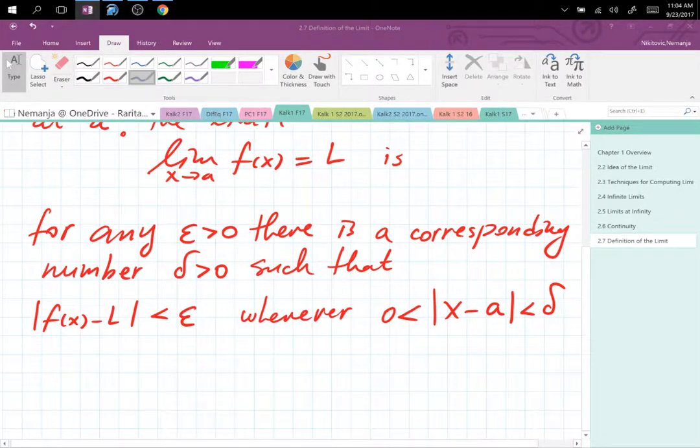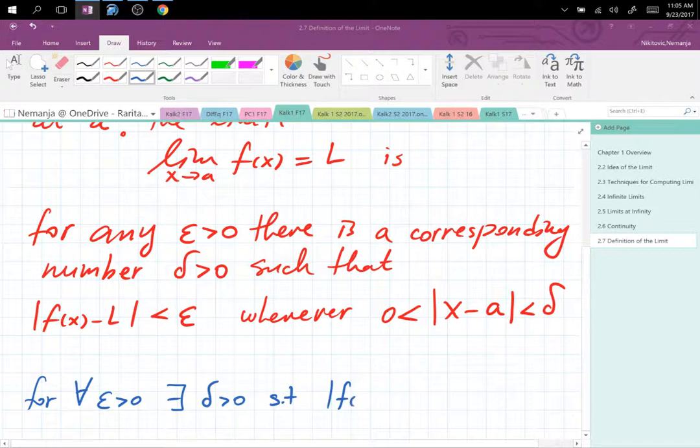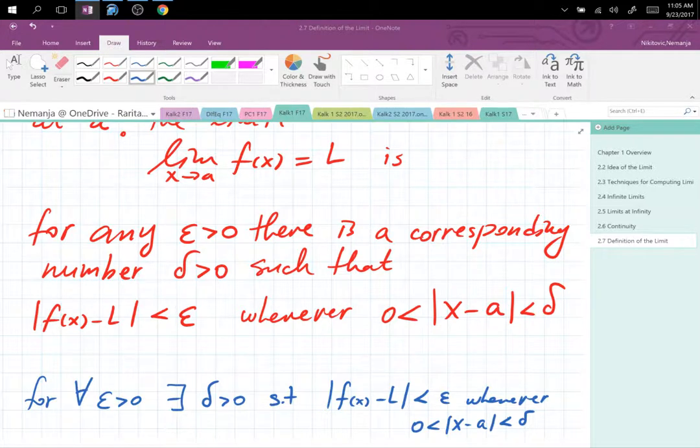Those of you who would like to learn more and annoy others can write this using quantifiers. So for any epsilon larger than 0, there exists delta larger than 0 such that the absolute value of f of x minus L is less than epsilon whenever 0 is less than the absolute value of x minus a, which is less than delta. There you go, the whole definition in mathematical notation. This is how the honors option would see it.